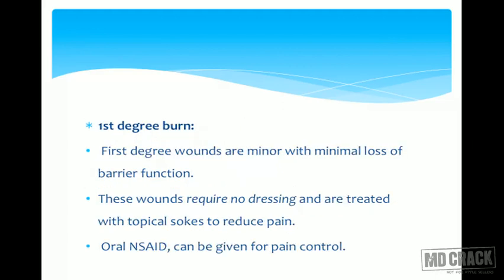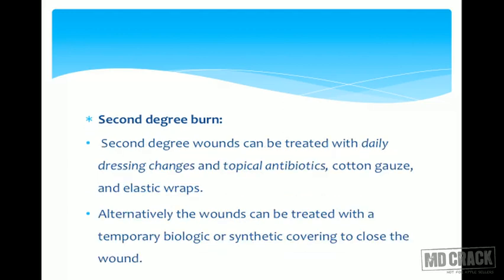Now we will see specific management according to degree of burns. First degree burns, the wounds are minor with minimal loss of barrier function. These wounds require no dressing and they are treated with topical soaks to reduce pain. Oral non-steroidal anti-inflammatory drugs can be given for pain control. Second degree burn wounds can be treated with daily dressings or topical antibiotics, cotton gauze and elastic wraps. Alternatively, the wounds can be treated with temporary biologic or synthetic covering to close the wound.